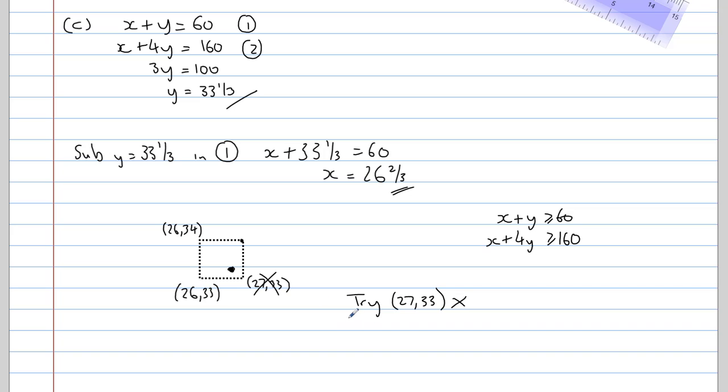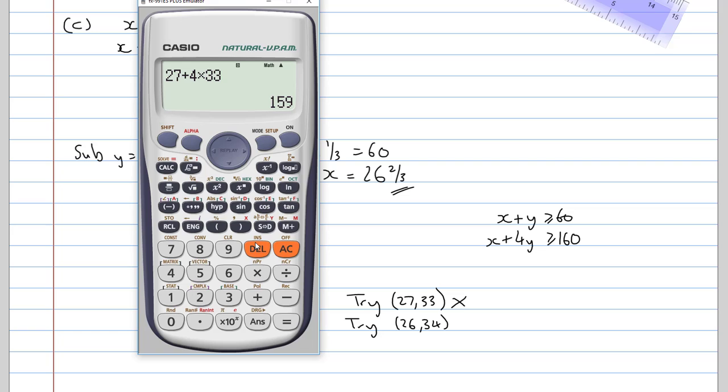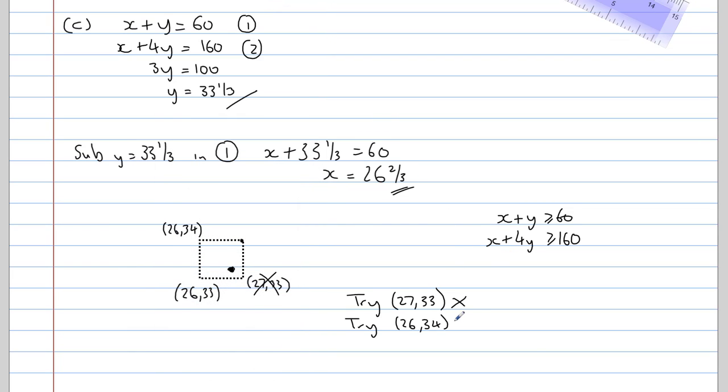So let's next try 26, 34. Once again, it satisfies the first constraint because if you do 26 plus 34, you're going to get 60. So let's try it with the second constraint. If we do 26 plus 4 lots of 34, that gives us 162, which does satisfy the second constraint as well. So this one is alright. So that means it's definitely worth checking whether this one gives us the minimum cost.